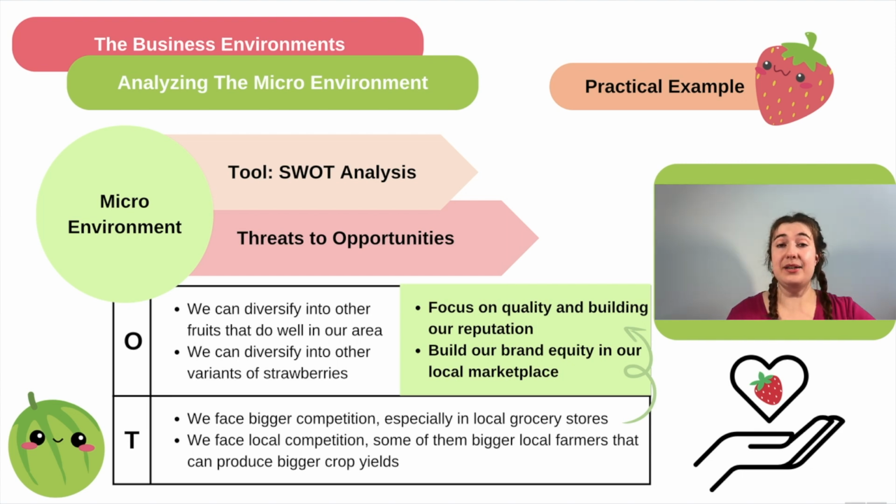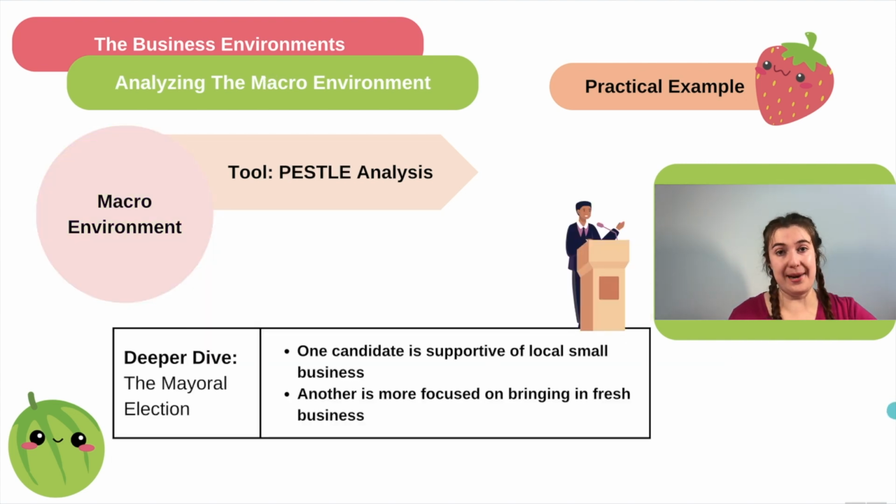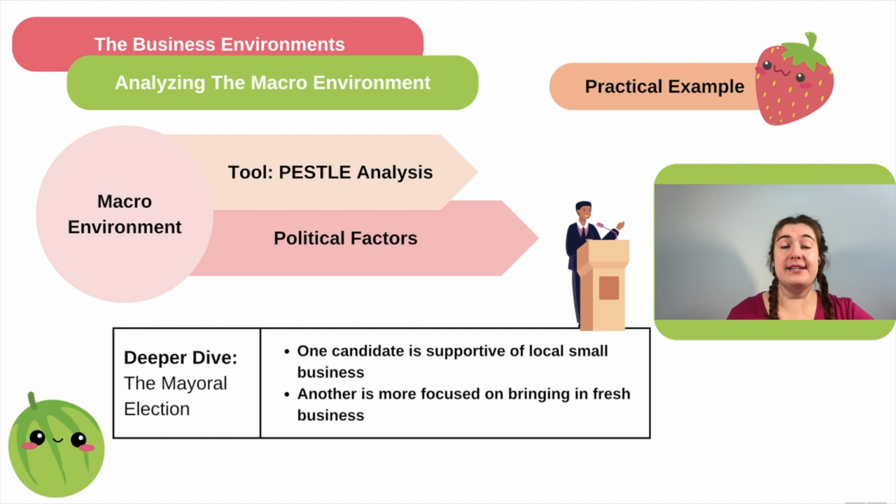Okay, so now let's take a look at our macro environment. When we're looking at our macro environment, remember we're using a thing called a PESTLE analysis. So our first P is our political factors. And let's say that we did a deeper dive. We did more research. That's a very important thing when it comes to making decisions like this.